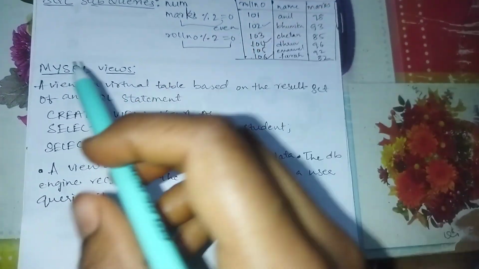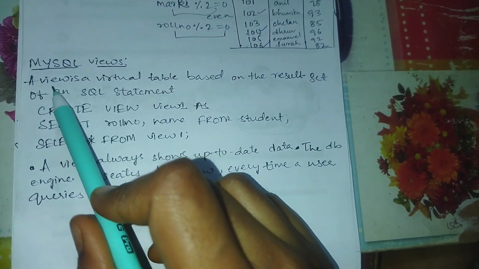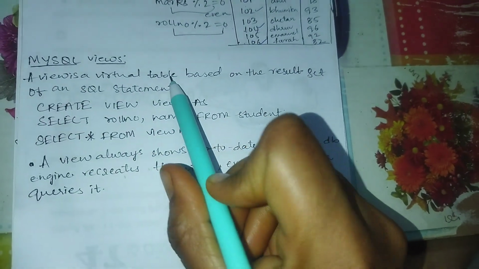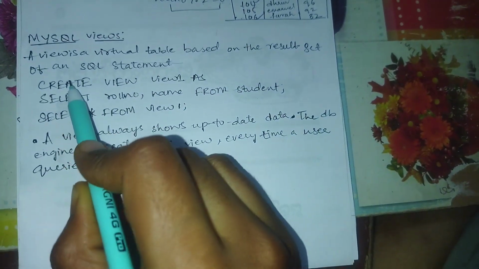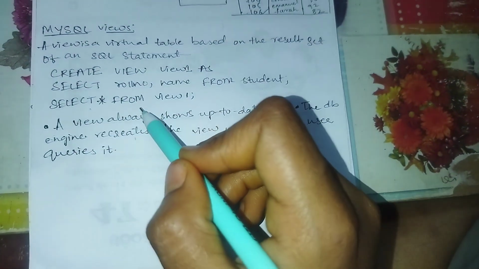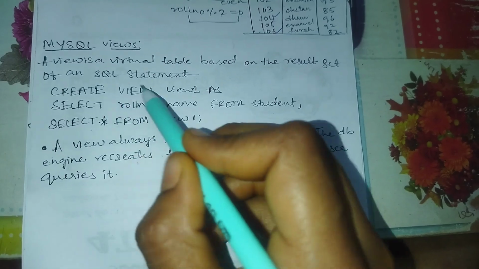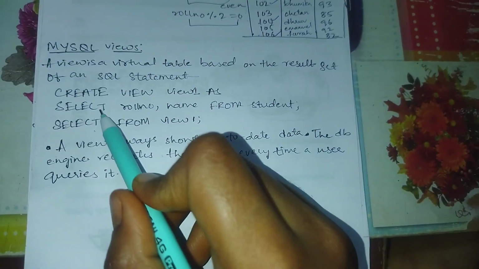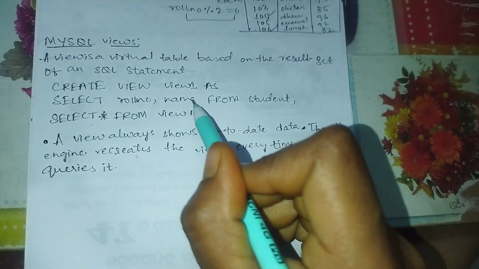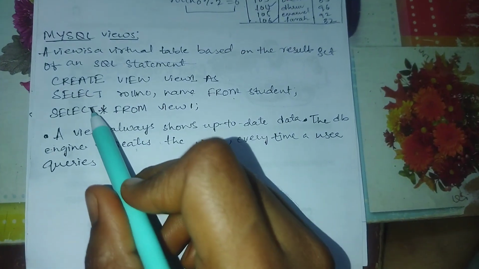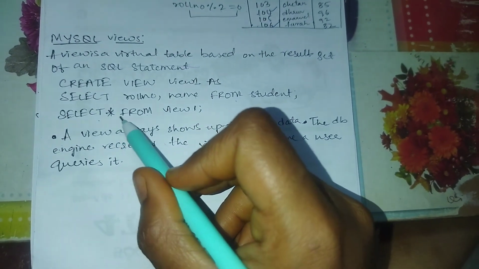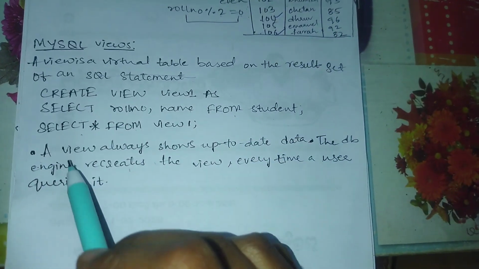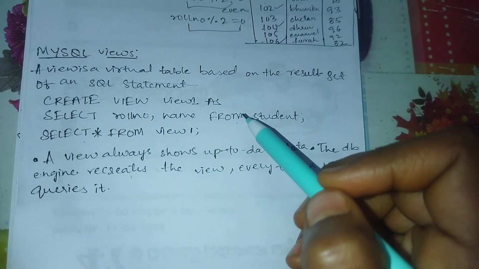104, 106. MySQL views. A view is a virtual table representation. According to SQL statements: create view view1 as select roll number, name from student table. Then select star from view1 will return the values.